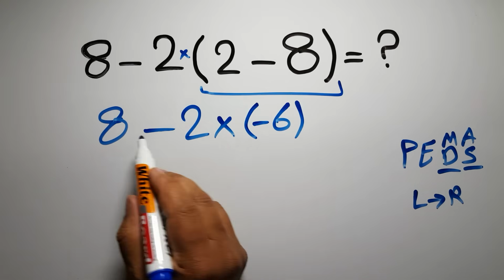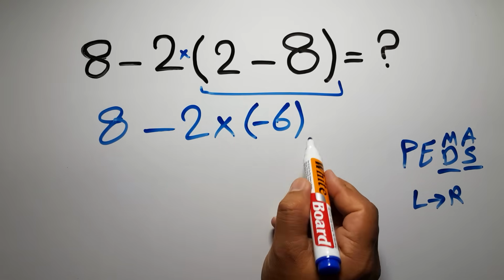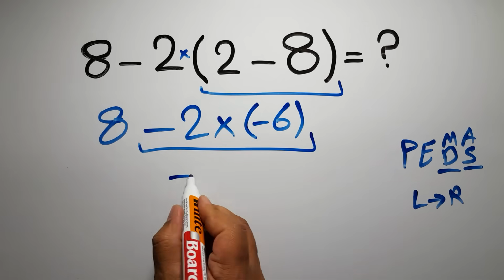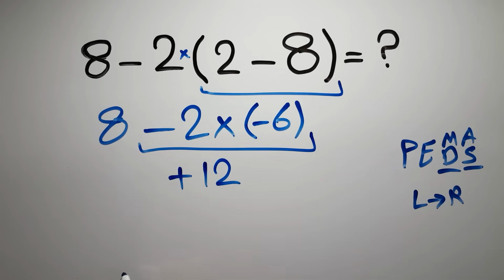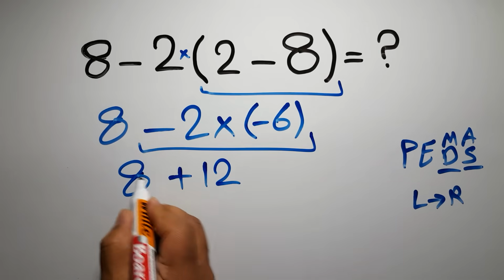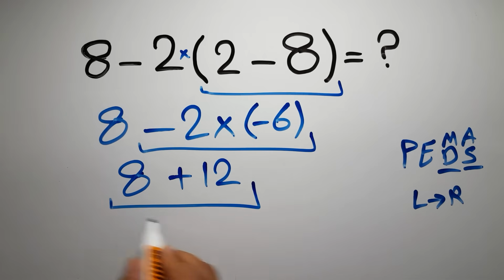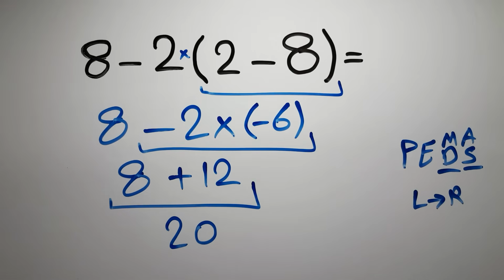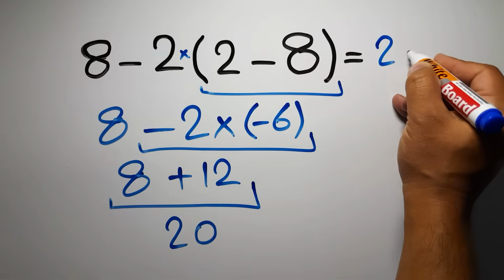Okay, so negative 2 times negative 6 gives us positive 12. So we have 8 plus 12, which gives us 20. And this is our final answer to this problem. The correct answer is 20.